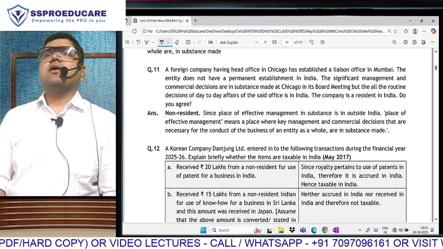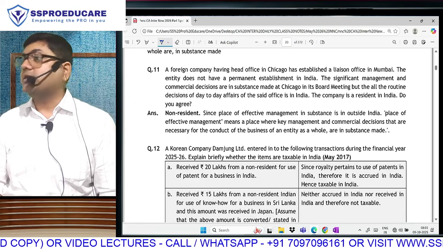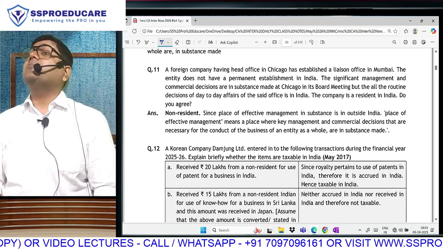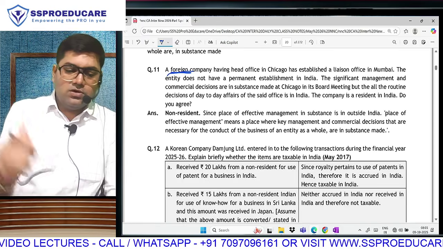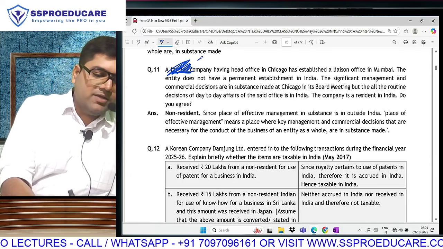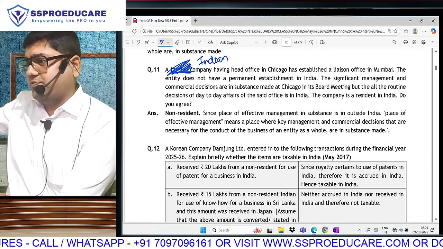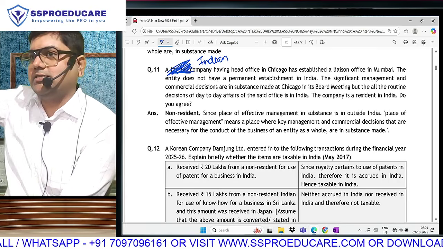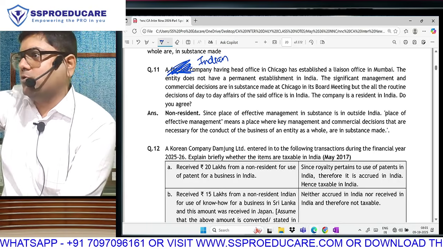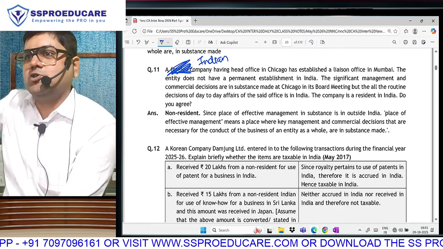For that, you will have to recollect what is the rule for companies as far as residential status is concerned. An Indian company is always resident. But in case of a foreign company, look, supposing I remove this and make it, you should understand other things also. There is the question which we have in our book, and if this question by chance is modified by ICAI, you should be able to answer that also. If this question changes and they write Indian company here, then what's your answer?